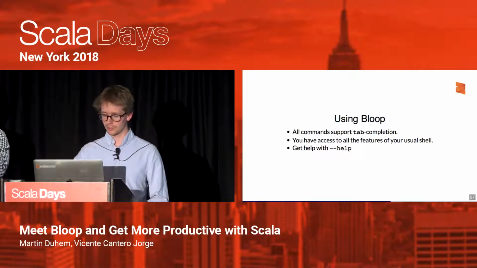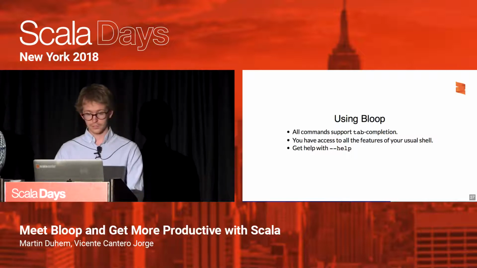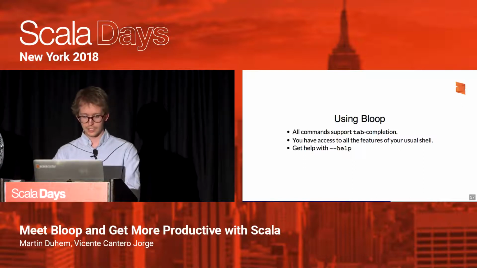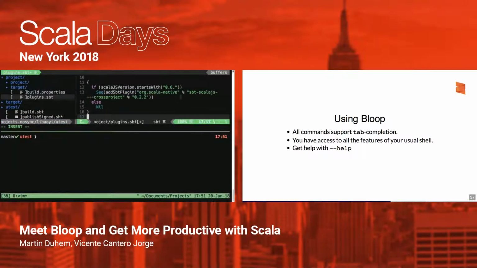So let's do a quick demo of Bloop and how to get it set up. I guess that's big enough. So this is utest. It's a small testing library. So let's see how to get it configured for Bloop. So you go simply to the plugins.sbt, and you can add an SBT plugin.